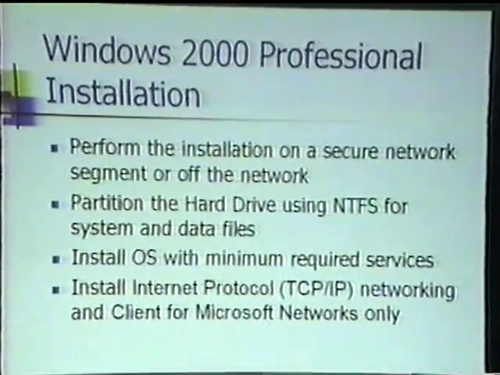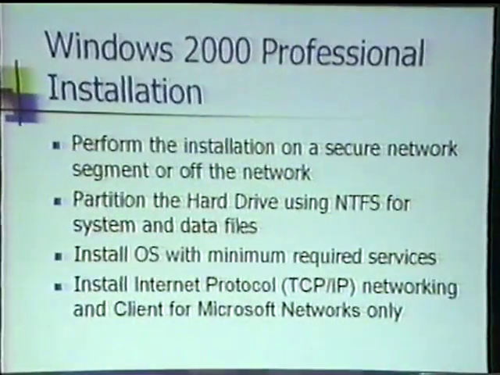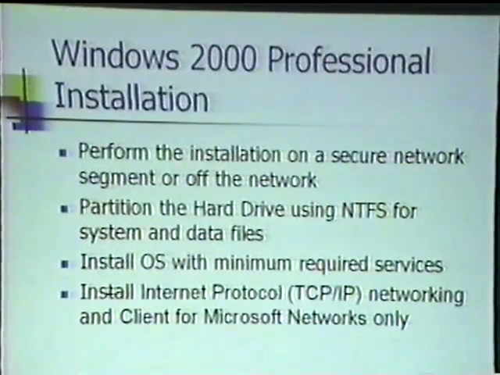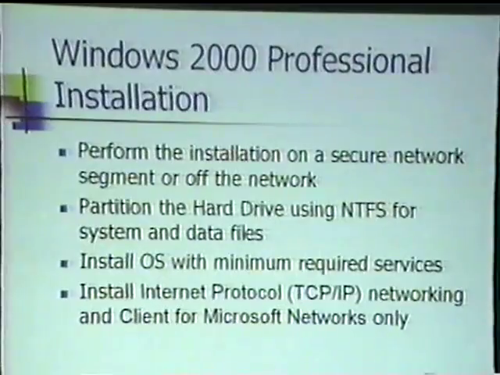Install the OS with minimum required services. So only put the services on there that you need on your system. And install TCP/IP networking client for Microsoft Networks only. This just means don't install file sharing unless you're going to share your files. Don't install NetWare unless you're logging into a NetWare network. It goes back to the basic principle of don't install things you don't need on your system.